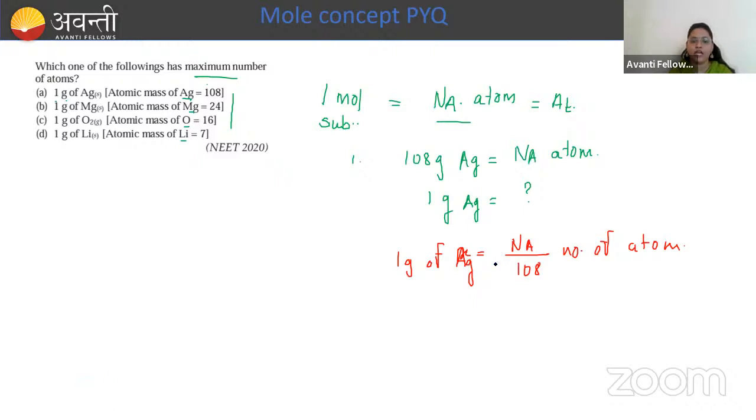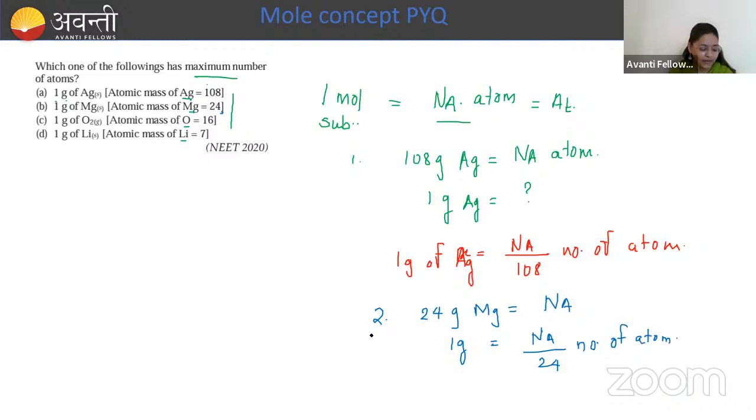In this way, you need to calculate for each option. So for the second, 1 gram of magnesium. The atomic mass is given to us as 24. 24 gram of Mg will contain Avogadro's number of atoms. So 1 gram will contain how much? Na upon 24. This much number of atoms will be present in 1 gram of magnesium, right?